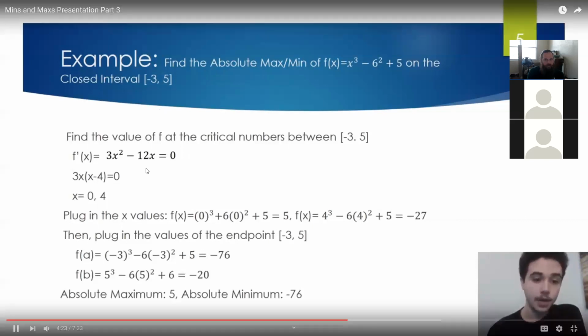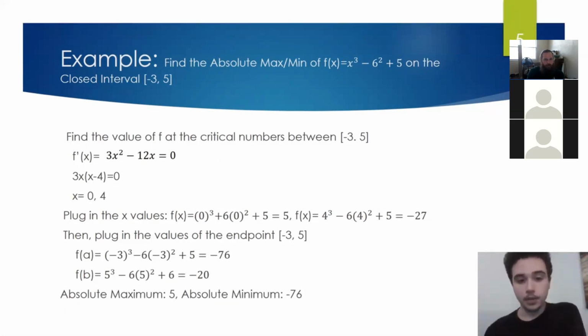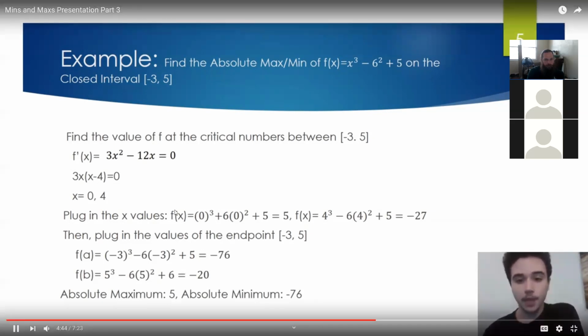x equals 0 and x equals 4. So we plug in the x values, and we get f of x equals 0 cubed plus 6 times 0 squared plus 5, and that's going to give us 5. And then we plug in 4, so we get f of x equals 4 cubed minus 4 times 4 squared plus 5, and that gets us to -27. I think this should really be f of 0, and this should be f of 4, but this is the idea. So we found the critical numbers.